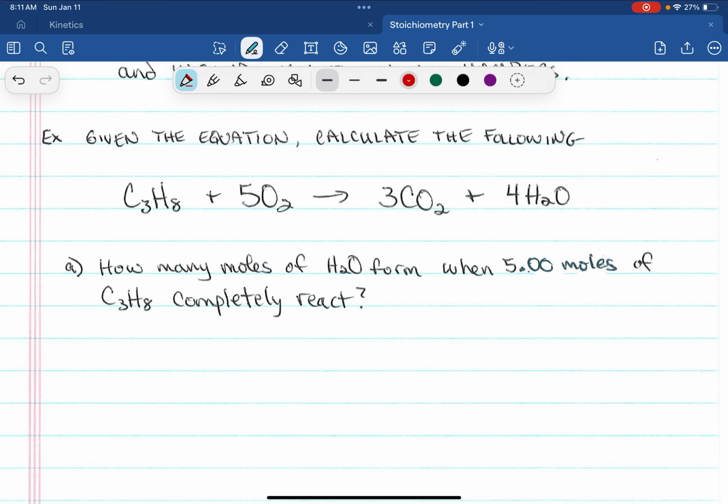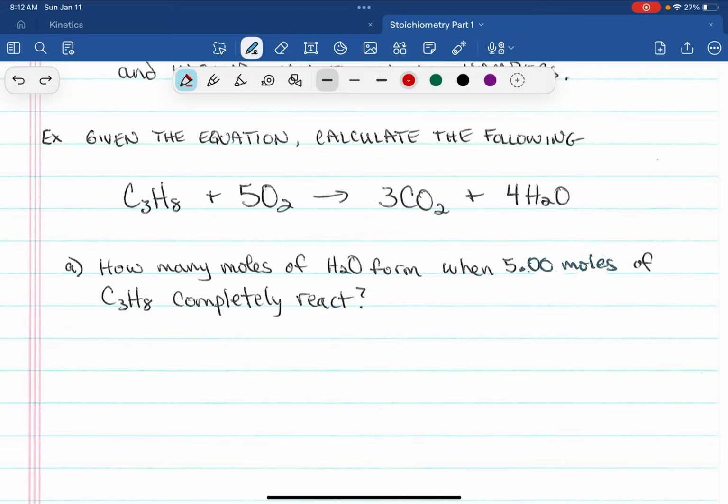Example. Given the equation, calculate the following. So here's the equation for the combustion of propane gas. How do we know it's combustion of a hydrocarbon? Because carbon dioxide and water are the products and the only products. So it's a combustion reaction. How many moles of H2O can form when 5 moles of C3H8 completely react?